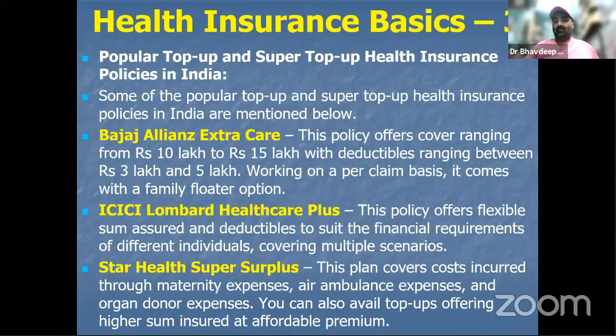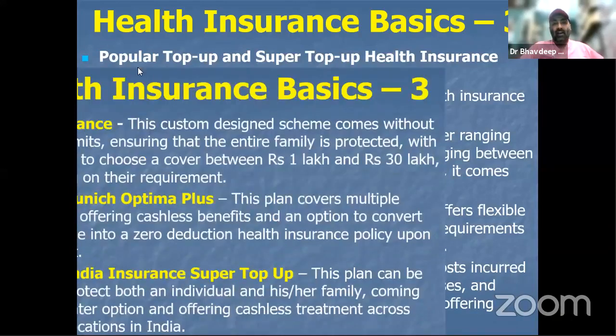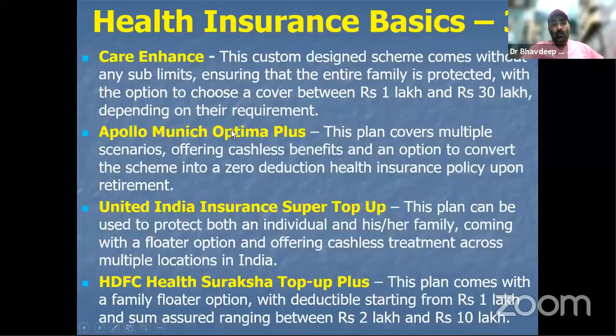This is the last session, so I'll be giving you the names as I gave in the OPD part. Various companies which are giving you top-up and super top-up: Bajaj Allianz Extra Care, ICICI Lombard Healthcare, Star Health Super Surplus Plan, Care Enhance, Apollo Munich Optima, of course now HDFC Ergo, United India Insurance Super Top-up, HDFC Health Suraksha. This is one of the favorite plans in the healthcare sector, HDFC Health Suraksha.